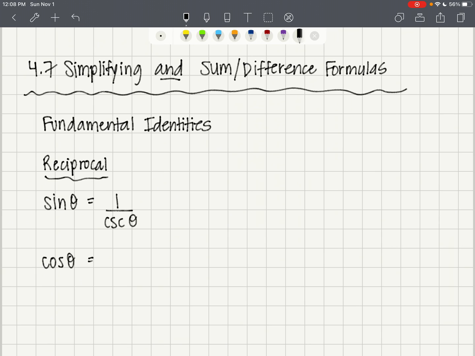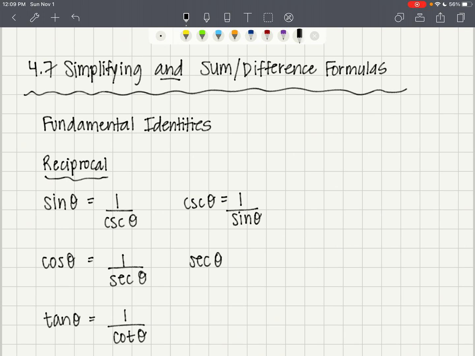The cosine of theta is 1 over the secant of theta. The tangent of theta is equal to 1 over the cotangent of theta. And there's 3 more. The cosecant of theta is equal to 1 over the sine of theta. The secant of theta is equal to 1 over the cosine of theta. And the cotangent of theta is equal to 1 over tangent of theta.